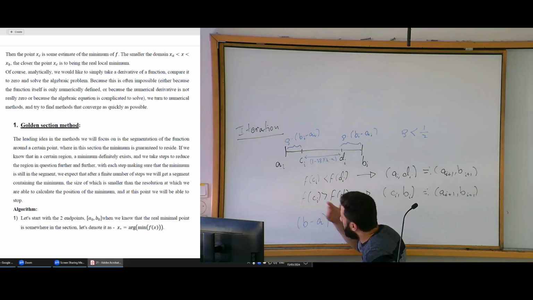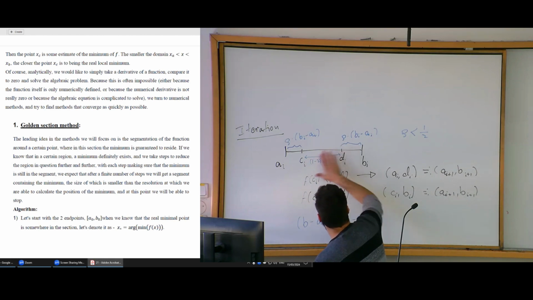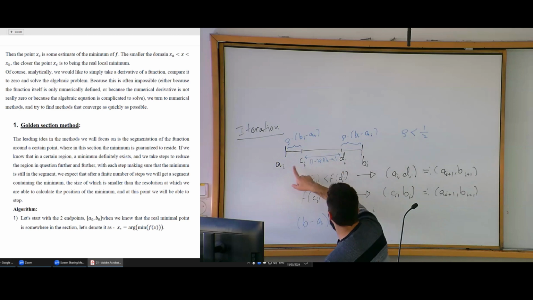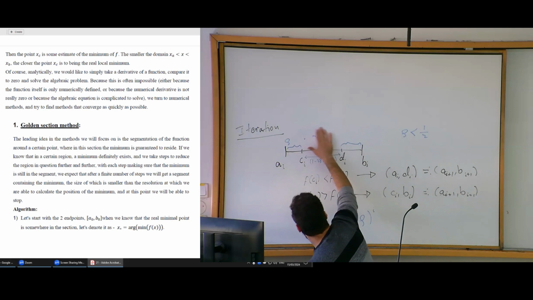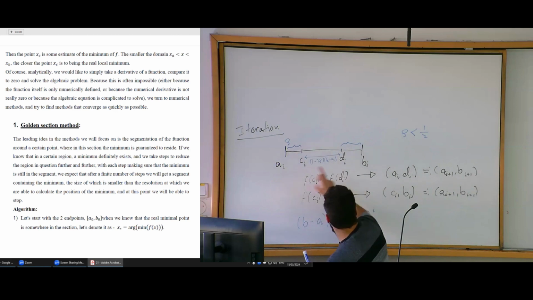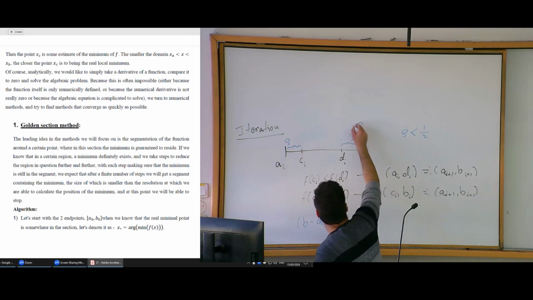Now I add another consideration to this method, and that's why we call it the golden section method. When I calculate here, let's say that b minus a equals 1. So I'm talking about the first iteration, and let's say that this is 1, this will be rho, this will be rho, and this will be 1 minus 2 rho.